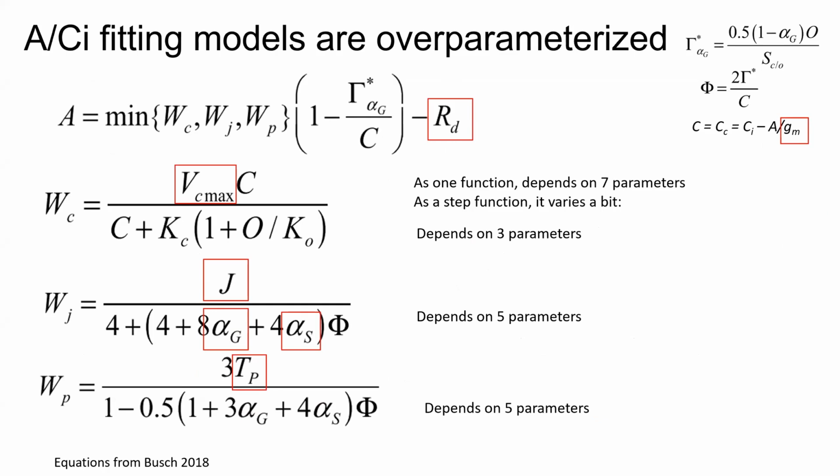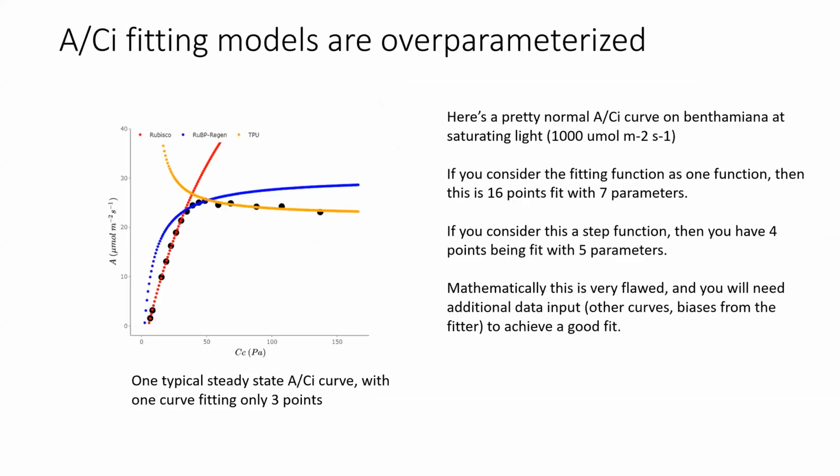There are a couple of ways you can consider this. It's one data set fit with one model with 7 parameters, or it's one data set fit with 3 models in a step function, each with up to 5 parameters. So if you have a typical A/Ci curve, you probably have 16 data points or 18 data points, or maybe 20 if you're stretching it. And if it's one data set of 16 data points fit with 7 parameters, that's quite a lot.